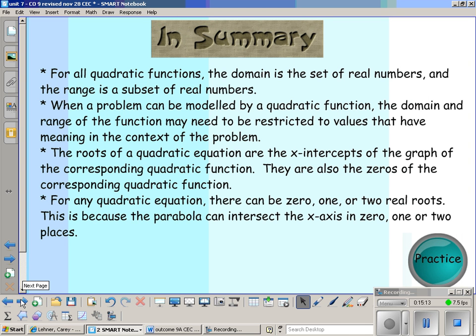For all quadratic functions, the domain is the set of real numbers and the range is a subset of real numbers. When a problem can be modeled by a quadratic function, the domain and range of the function may need to be restricted to values that have meaning in the context of the problem. The roots of a quadratic equation are the x-intercepts of the graph of the corresponding quadratic function. They are also the zeros of the corresponding quadratic function. So roots, x-intercepts, zeros all mean the same thing. For any quadratic equation, there can be 0, 1, or 2 real roots. This is because the parabola can intersect the x-axis in 0, 1, or 2 places.